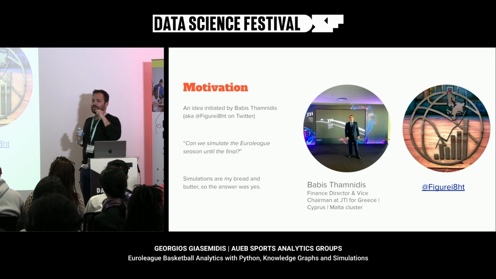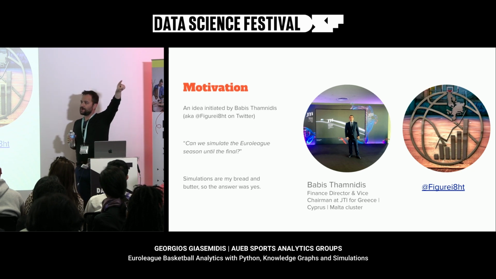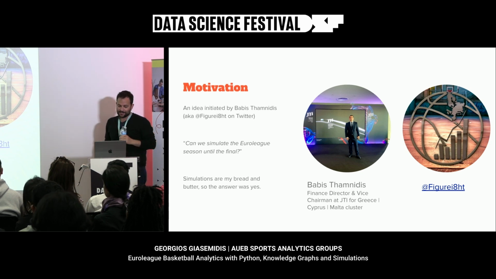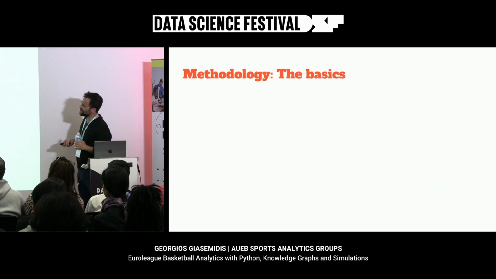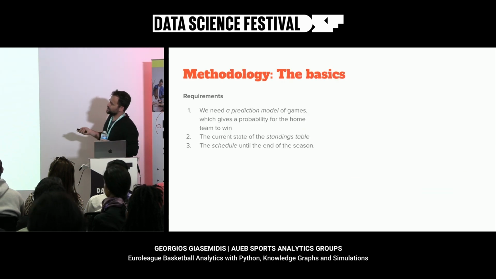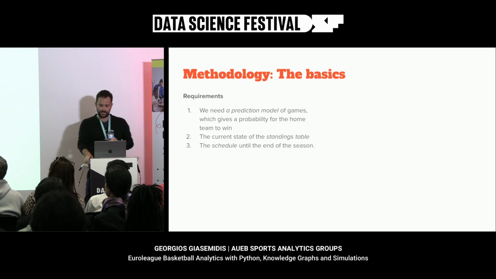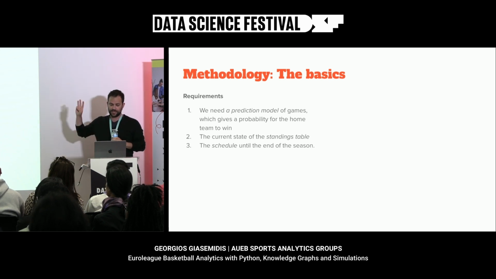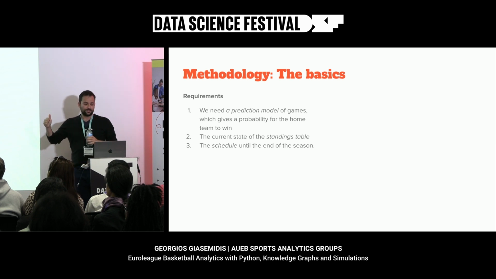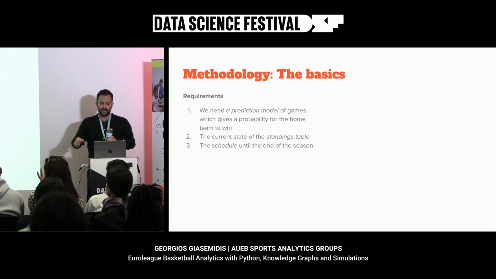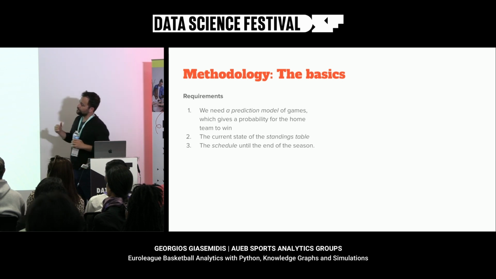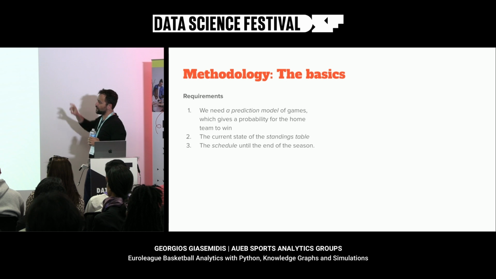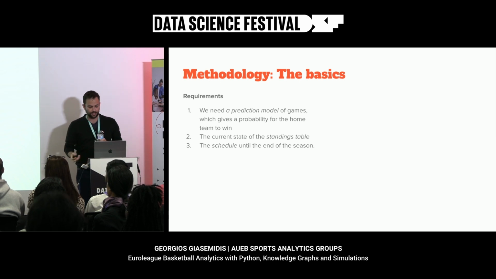Funny enough, Liz Bullen is talking in another room right now about agent-based modeling. So that's my day job, essentially. And I love simulation, so this triggered me. I said, yes, I can. So that's the basics of the methodology. In order to do this kind of simulation, you need 3 ingredients: a prediction model of games, meaning a model that gives a probability for the home team to win, the current state of the standings table, and the schedule until the end of the season. If you have these 3, you can build a simulation model.